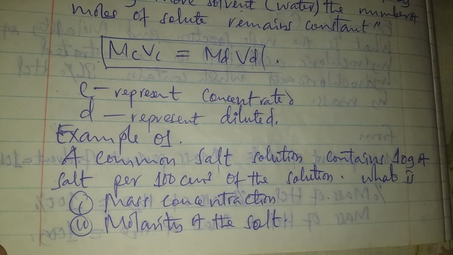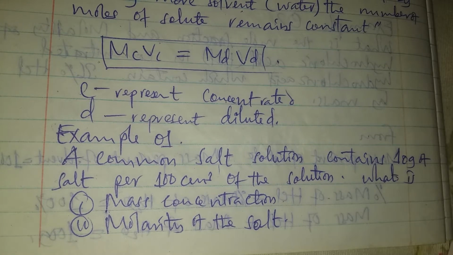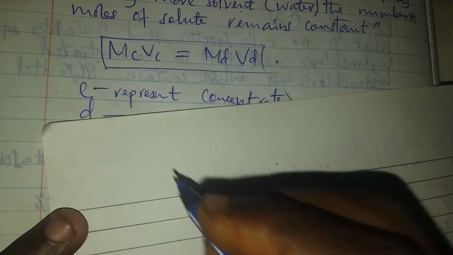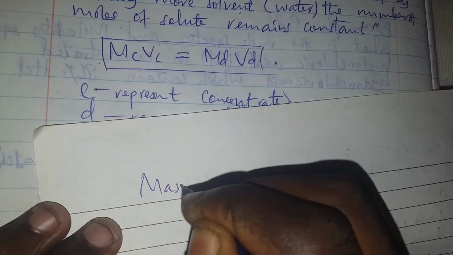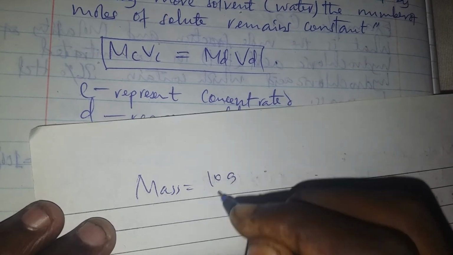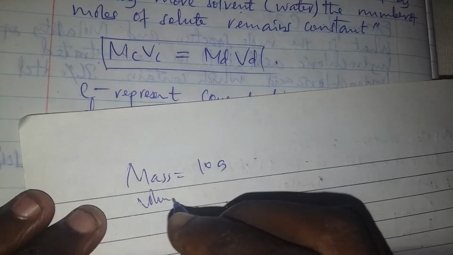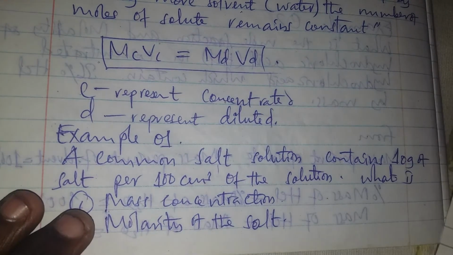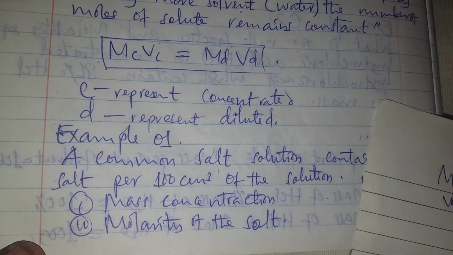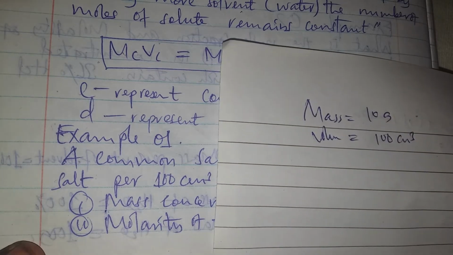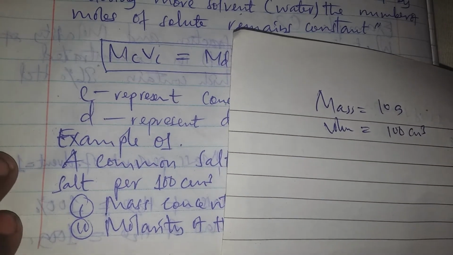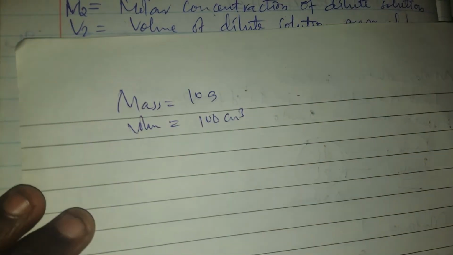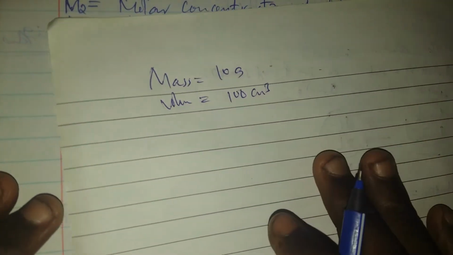Now in our first example, a common salt solution containing 10 gram per 100 cm³ of solution. So we are given mass is equal to 10 gram and volume is equal to 100 cm³ of solution. What is the mass concentration and molarity of a salt? So the question is very easy.